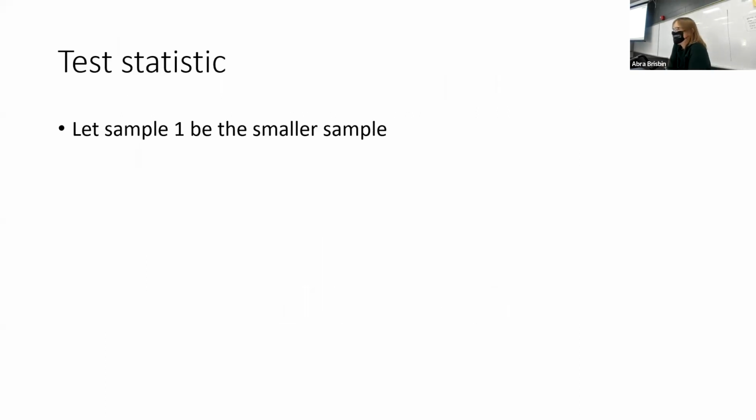So to compute our test statistic for the Mann-Whitney U test, we're going to let sample 1 be the smaller sample, the one with fewer observations in it. If they're the same size, like in this problem, then you can choose arbitrarily.